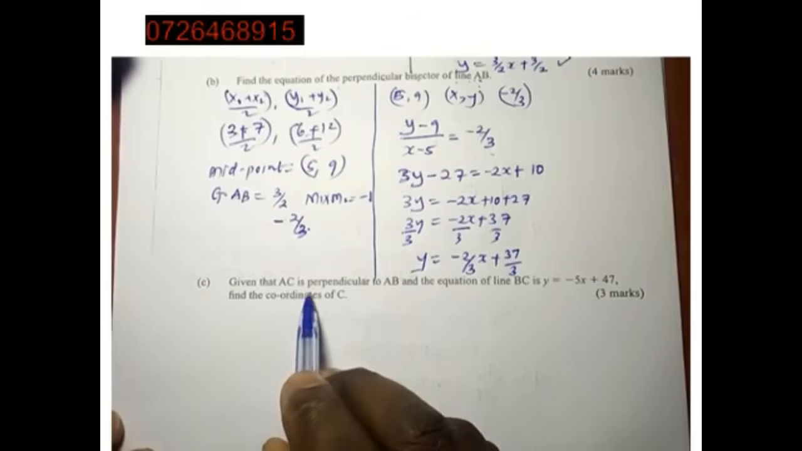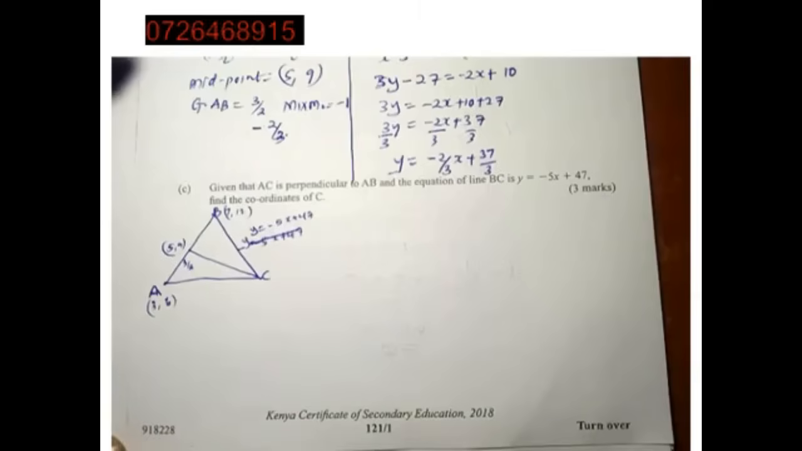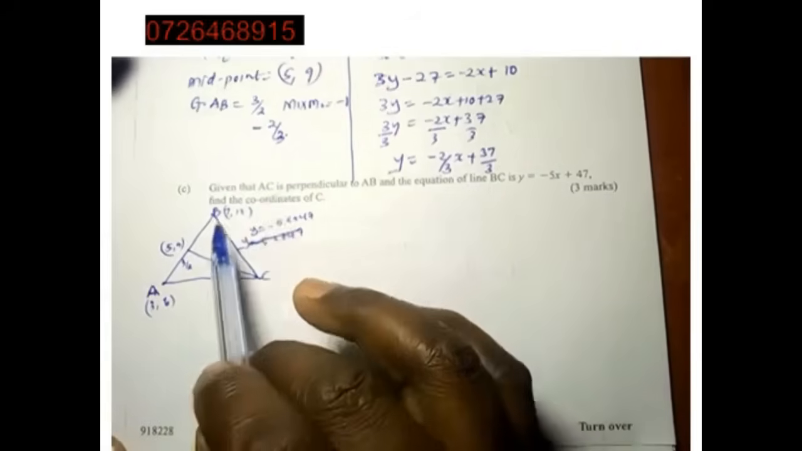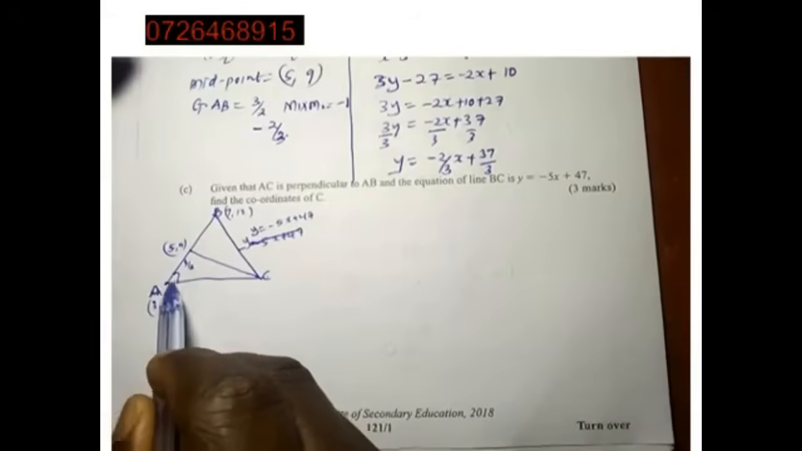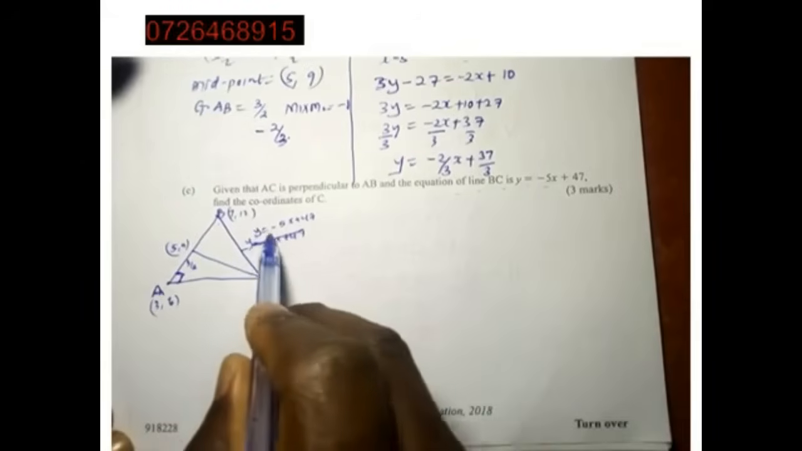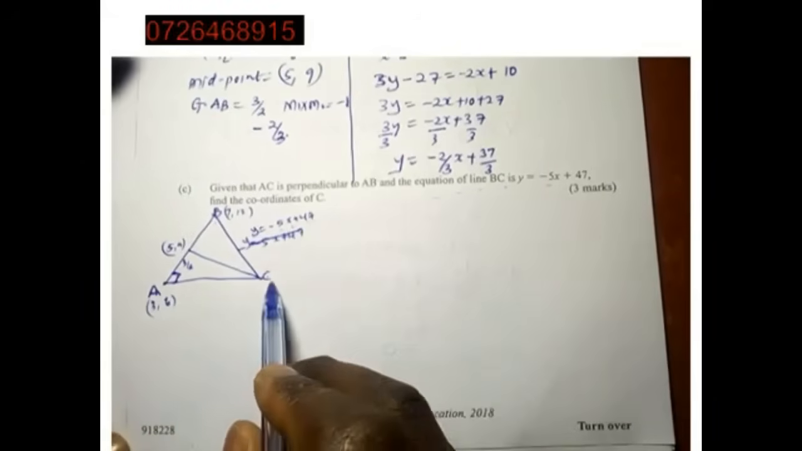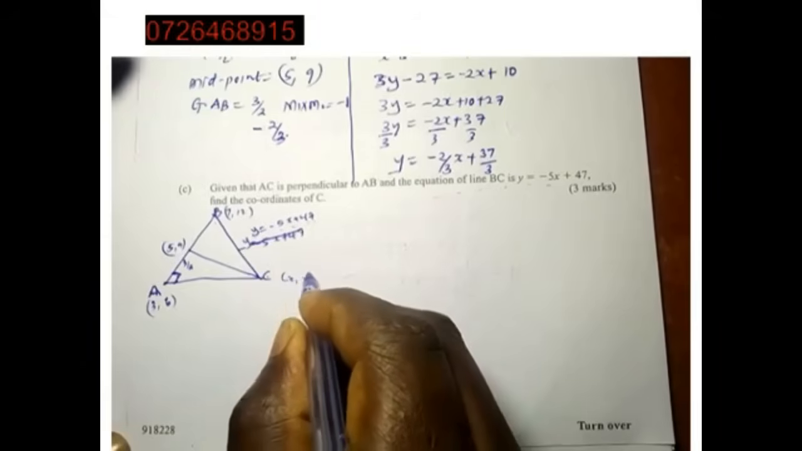Given that AC is perpendicular to AB, it means this one is perpendicular to AC, and the equation of BC is y equals -5x plus 47. Find the coordinate of C. Now we want to find the coordinate here of C.